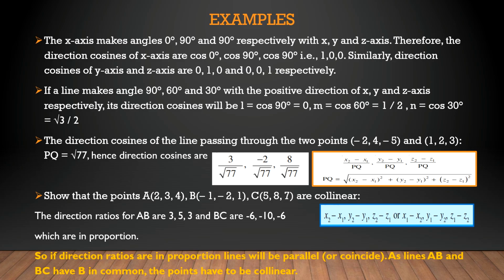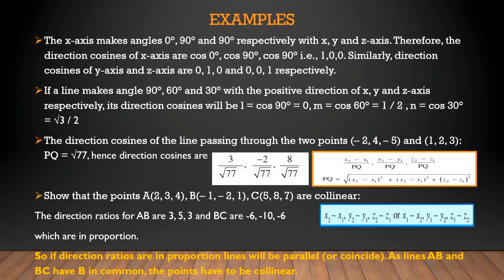Suppose you need to show that the points A, B, and C are collinear. How will you do that? What will be the direction ratios? Direction ratios are simply the difference of the x, y, and z coordinates. So, first of all, you find the direction ratio of AB. Then you find the direction ratio of BC.